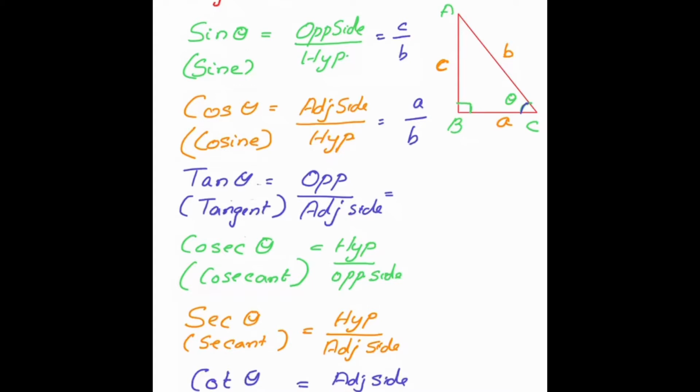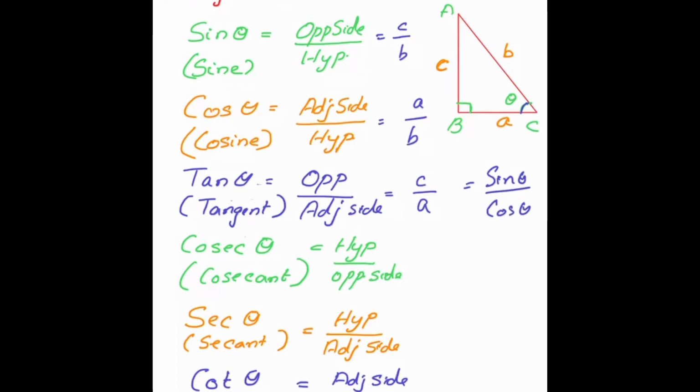Now tan theta is opposite side by adjacent side. So the opposite side is C and the adjacent side is A. If you see these 3 ratios, tan theta is C by A, sin theta is C by B, cos theta is A by B. If you divide sin theta by cos theta, you will get C by A. So tan theta is actually sin theta by cos theta.